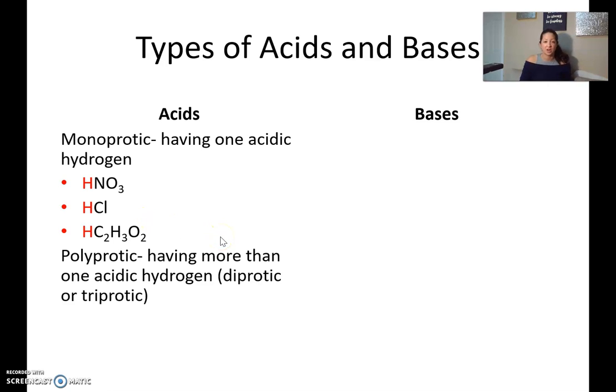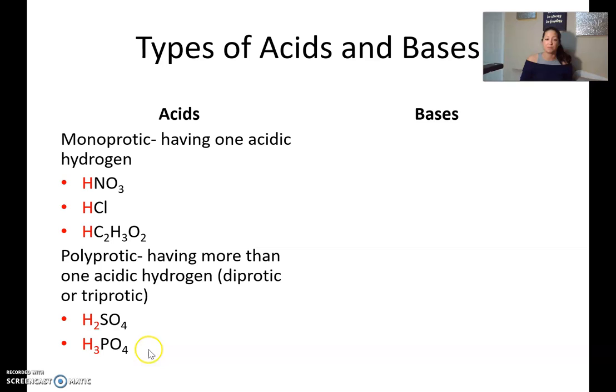If you have more than one hydrogen, we call that polyprotic. Protic means that the hydrogen acts like a proton, so monoprotic means one proton, one hydrogen, and polyprotic means more than one hydrogen. If it has only two, we call that diprotic, and here we have sulfuric acid. It has H2SO4, so it has two hydrogens, so it is diprotic.